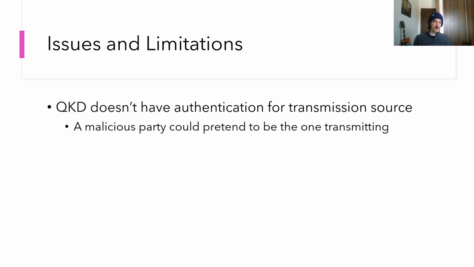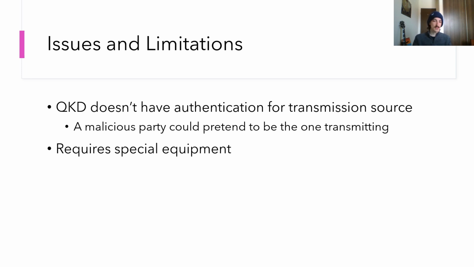And so QKD is a fascinating protocol, and it seems really cool, but there are some issues and limitations with it. For one, it doesn't have authentication for the transmission source, so Alice doesn't really have a way of knowing that she's sending them to Bob. Bob doesn't really have a way of knowing that he's actually receiving from Alice and not some random malicious third party.